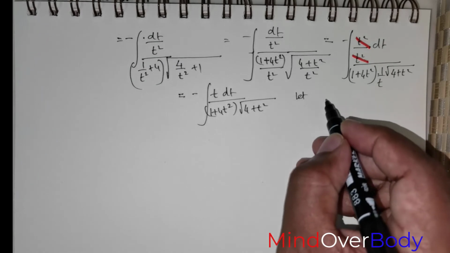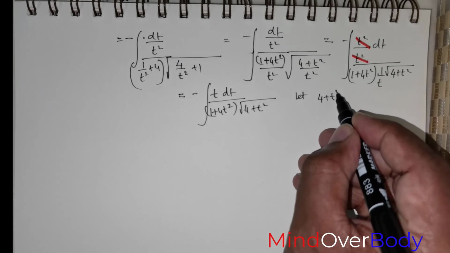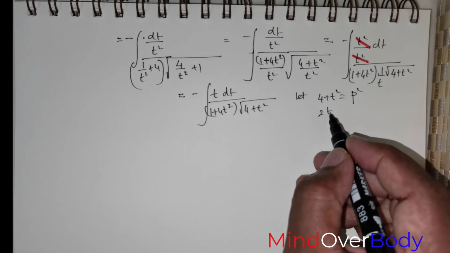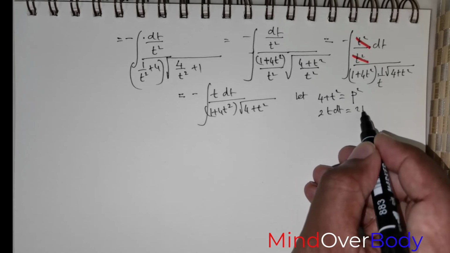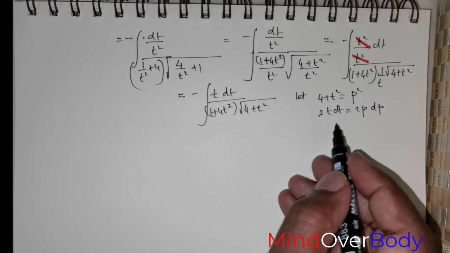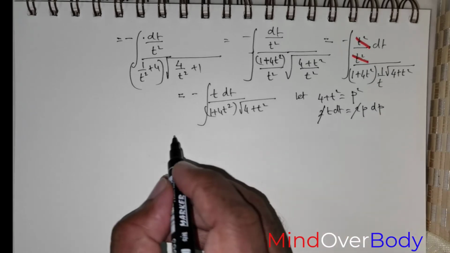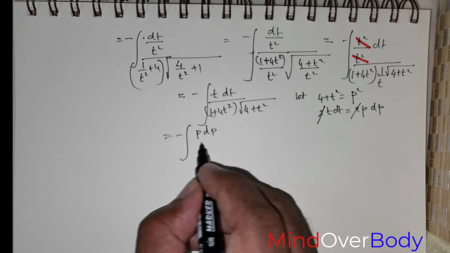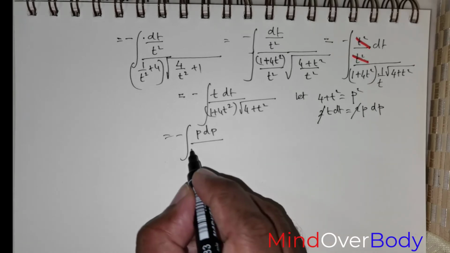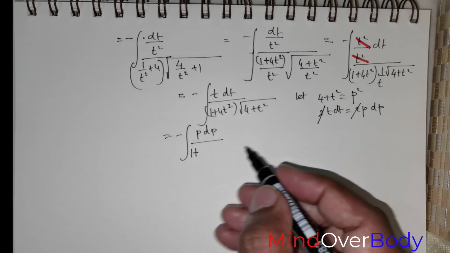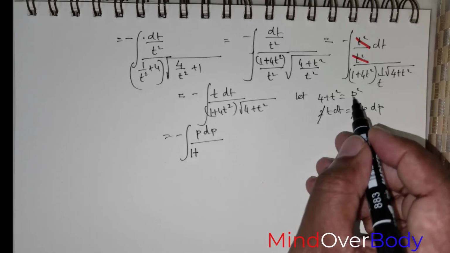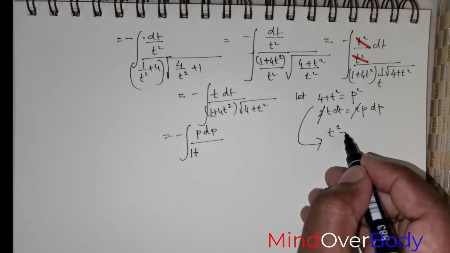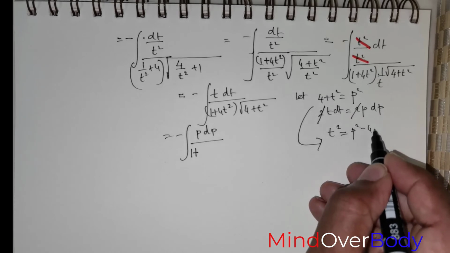Now what I wish to do is I would like to take, let 4 + t² be equal to some p². This would mean 2t dt is equal to 2p dp. So 2 and 2 can be cancelled here. Upon substitution, this is going to be p dp divided by 1 +. Now t² + 4 is p². So from here I can have t² to be p² − 4, right?